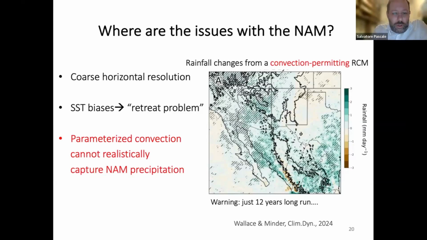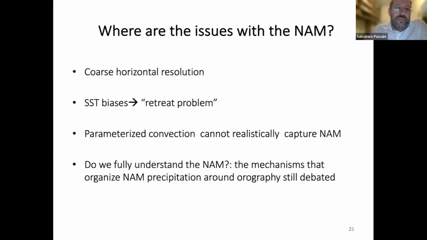Now, here some caution is needed because this is just a 12-year-long run. And as we said, probably it's not long enough to detect a trend, a forced trend. But I mean, it points out another potential issue, okay? And finally, there are still, I think, some more fundamental problems with the North American monsoon, which is whether we really understand well what are the causes and the mechanism that produce it.